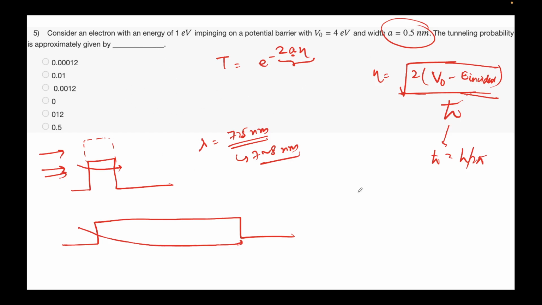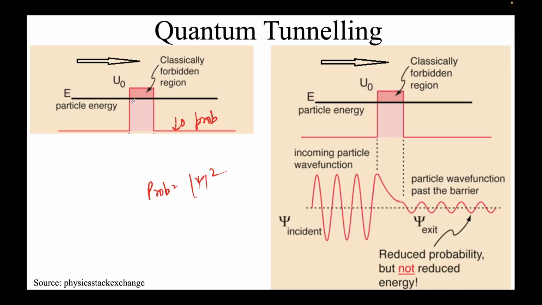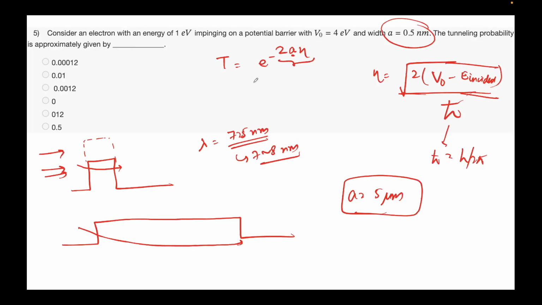If this A was, let's say, 5 microns, you can clearly see this term will be huge compared to 0.5 nanometers. 5 microns is 10 to the power 4 orders higher. The tunneling probability will be very close to 0, and that's what we see in classical mechanics. We don't see this because this A is so high, in centimeters or meters, right? That T is so low, you never see tunneling. You see 0 probability here. That's the idea. Any doubts for tunneling or the concepts that we have talked about till now?